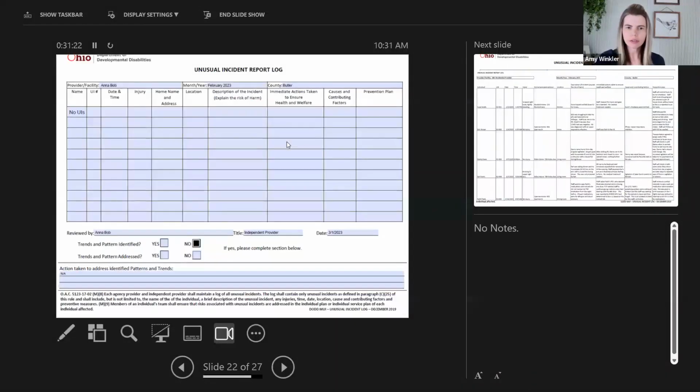Becca, we had another question. Yes, please. What about when going to a routine doctor appointment, the doctor determines the individual needs more advanced care, such as a toenail removed or a wisdom tooth removed? For those, I would document that at least as a UI. It's out of the ordinary for that person.